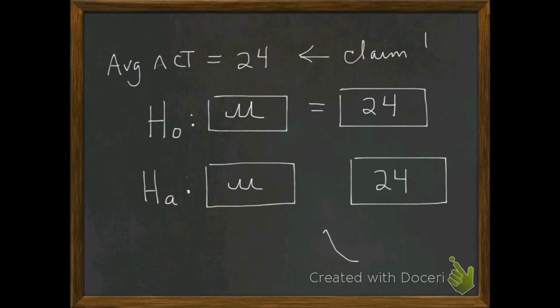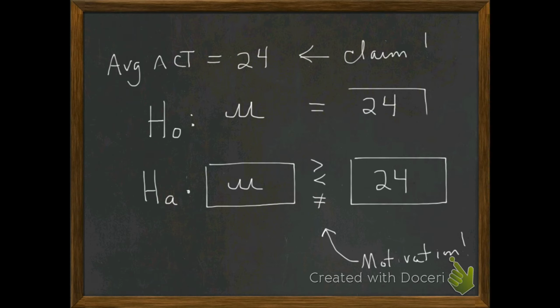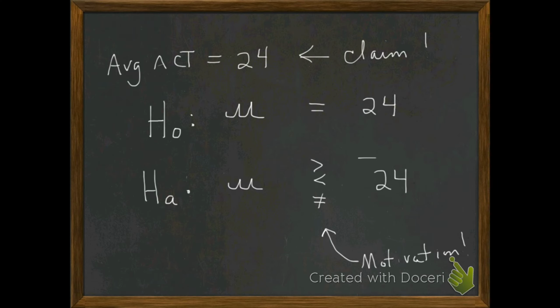What goes in next is the motivation for the test: greater than, less than, or not equal to. Now guys, typically when we're setting up alternative and null hypotheses, we don't use the boxes. Those are just kind of teaching tools. And our null and alternative will look something like this.